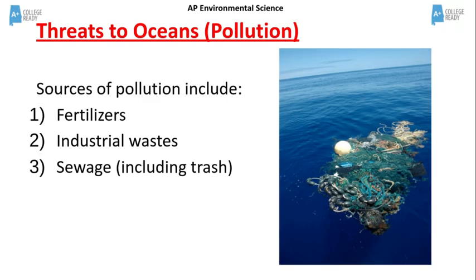Two main threats to oceans are pollution and overfishing. Sources of pollution in the ocean are fertilizers from runoff into rivers, industrial wastes, sewage, and garbage. All of these sources negatively affect wildlife by killing them directly or changing their habitats.